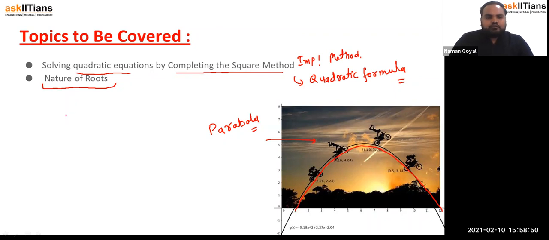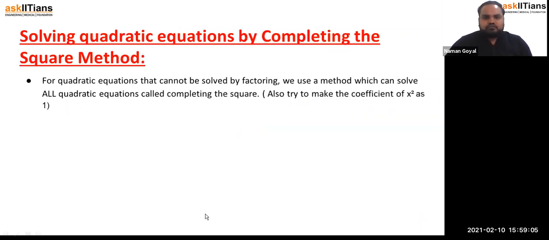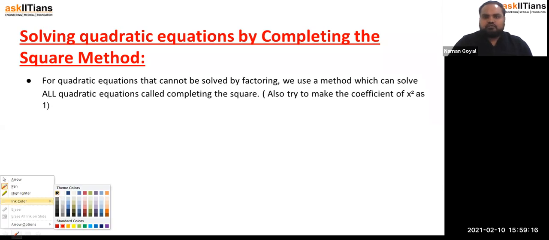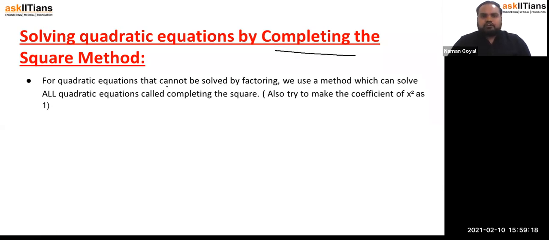First of all, let us remember the general form of a quadratic polynomial, which is ax square plus bx plus c. So first we are going to start with solving a quadratic equation by using the completing the square method. For a quadratic equation that cannot be solved by factoring, we use a method which solves all quadratic equations, called completing the square.